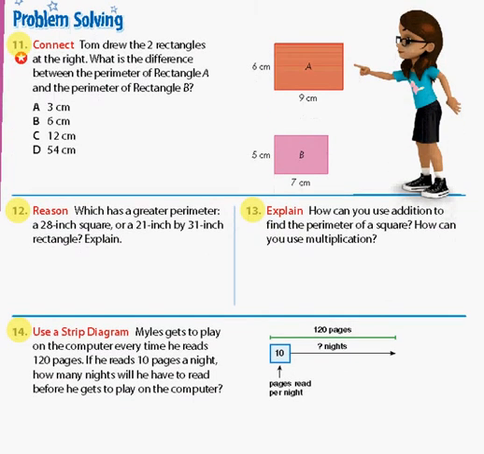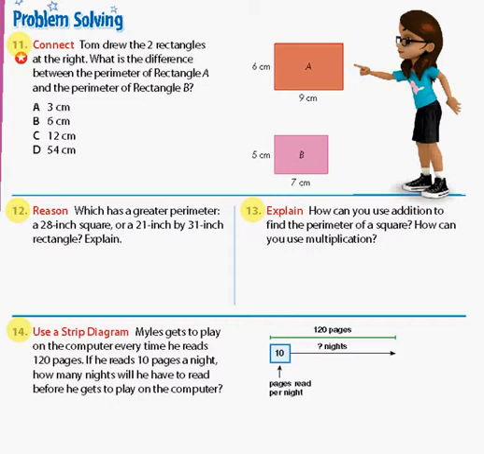Okay, and 11. Tom drew two rectangles at the right. What is the difference between the perimeter of rectangle A and the perimeter of rectangle B? Answer choice A is 3 centimeters. Answer choice B is 6 centimeters. Answer choice C is 12 centimeters. And answer choice D is 54 centimeters.